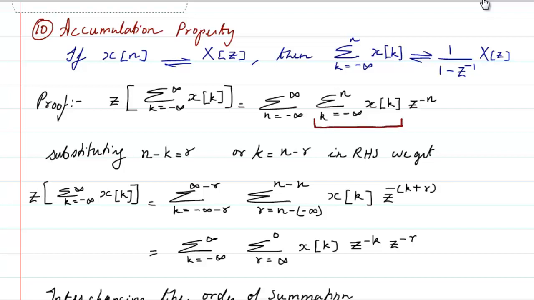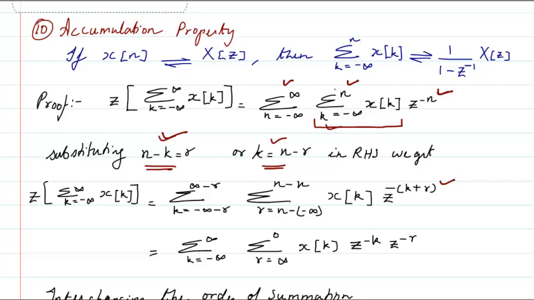Now if we substitute n minus k as r, or k is equal to n minus r, that means I am going to substitute n minus k is equal to r, or k is equal to n minus r. So where is k? K is here, k is here, and k is here. Now we have to be careful because I am going to change this summation as well as this summation and this n. So this n is changed as k plus r according to this particular equation. N can be k plus r. So that n I am going to change to k plus r.